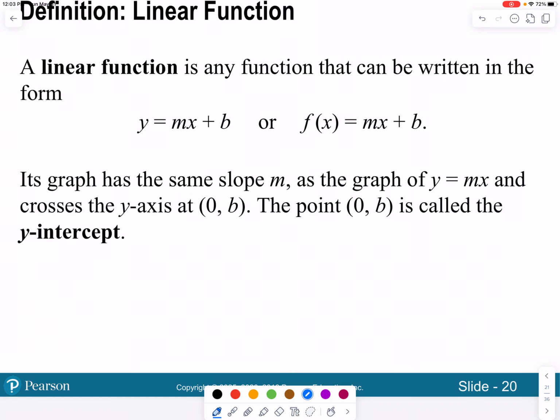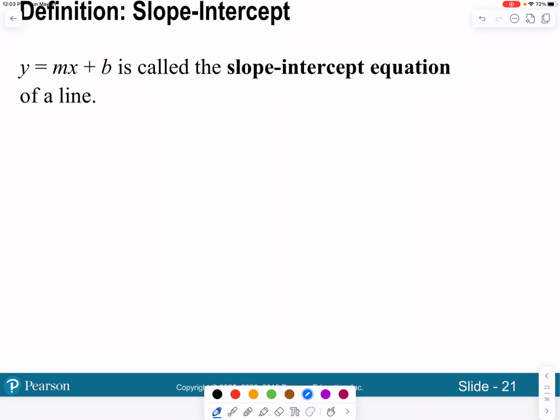Anywho, all right. A linear function is any function that can be written in this form, y equals mx plus b, or f of x equals mx plus b. Its graph has the same slope m as the graph of y equals mx and crosses the y-axis at the y-intercept, 0, b. The point 0, b is also called the y-intercept, okay. Y equals mx plus b is called the slope-intercept equation of a line.